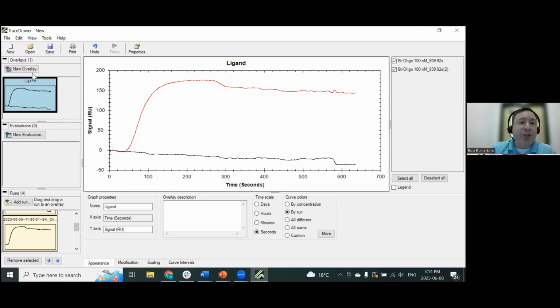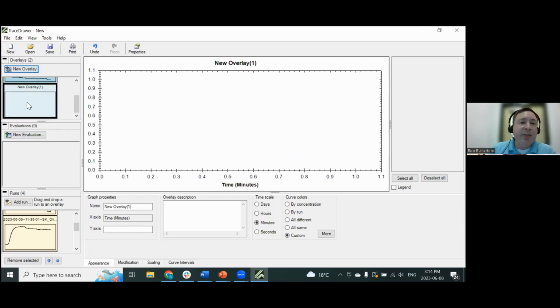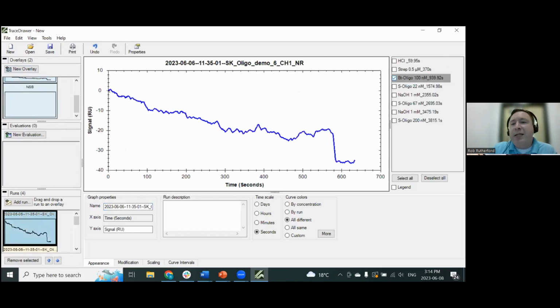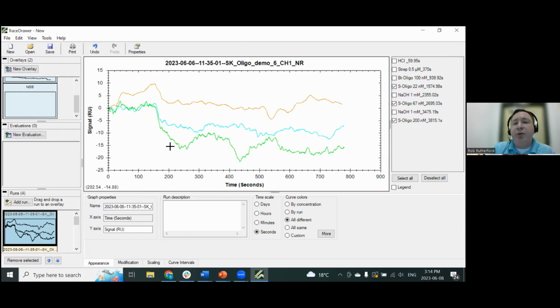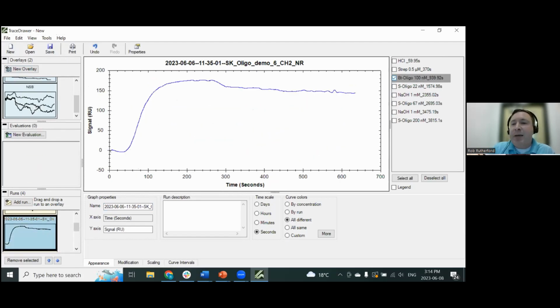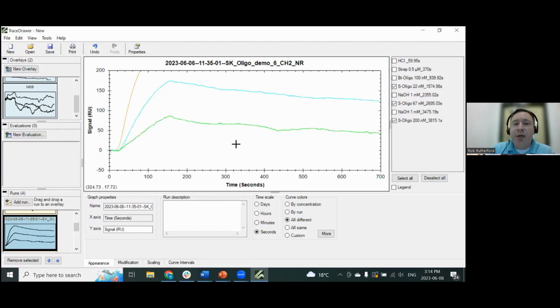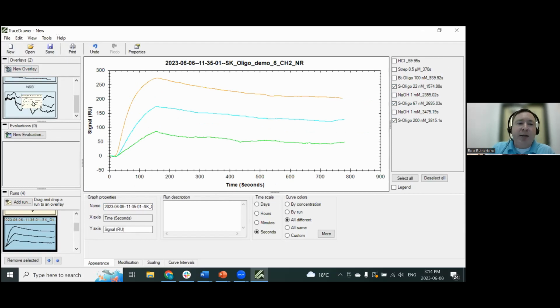Another thing that I like to do is an NSB comparison. So I click on New Overlay. I would just change this. We'll call it NSB. And then what we do is we go to channel number 1. Instead of having your ligand selected, you're going to select the various concentrations of analyte that you did. You can zoom to extents and drag that up to NSB. And then you do the same for channel number 2. So 1, 2, 3, and drag this up.